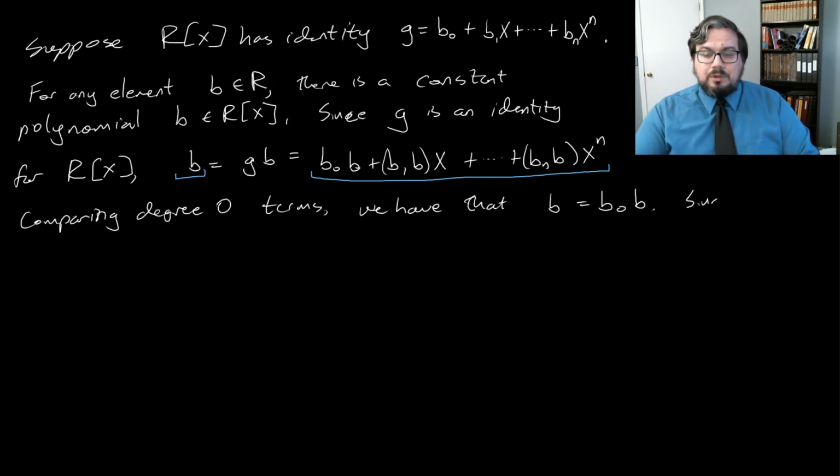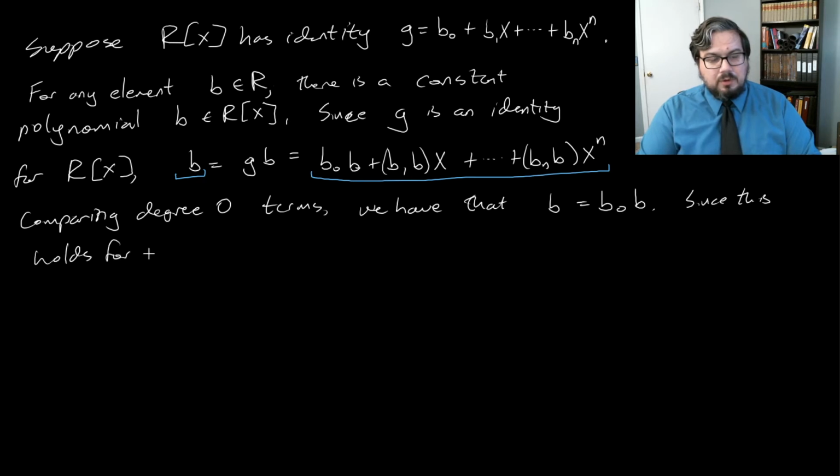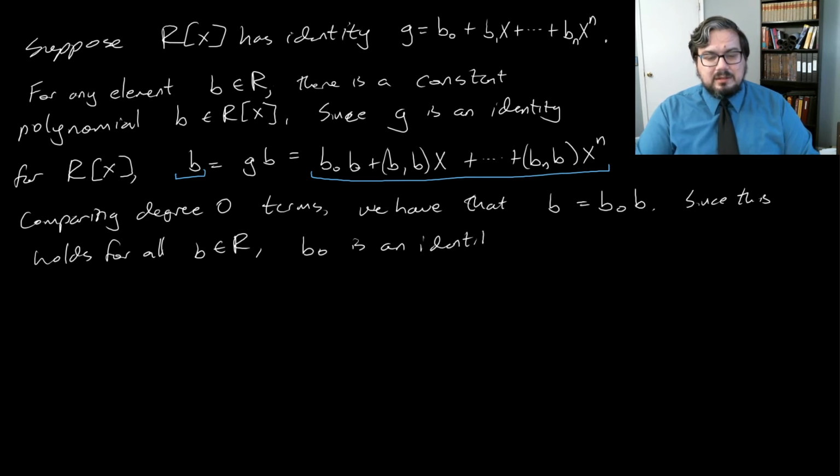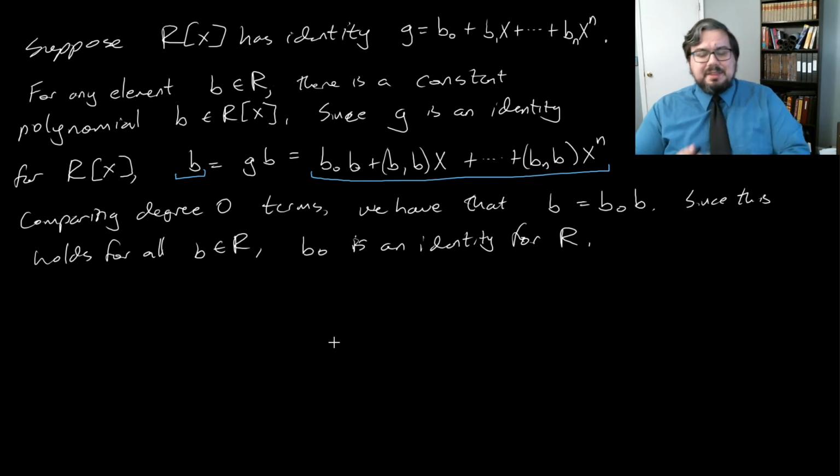Now, since this holds for all b in R, this means that b0, whatever it is, is an identity for R. We've shown that there's some element of the ring that acts as a multiplicative identity, and therefore the ring R has identity.